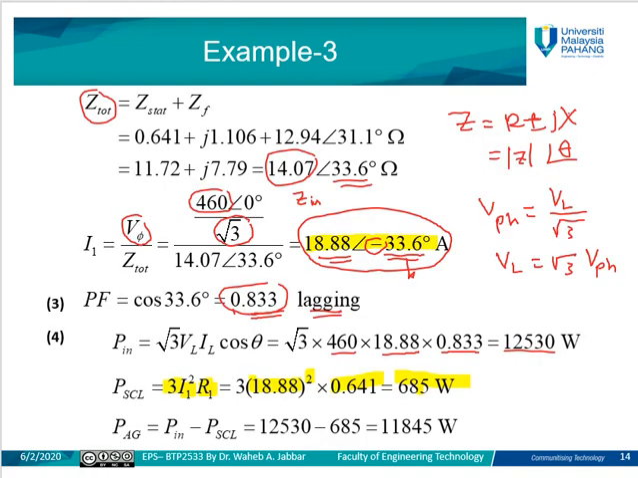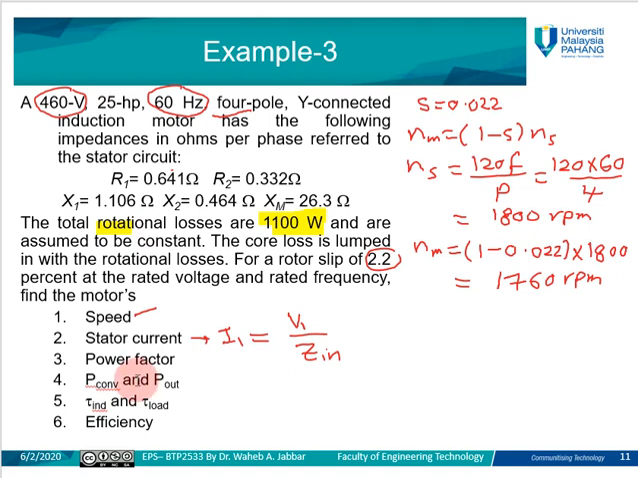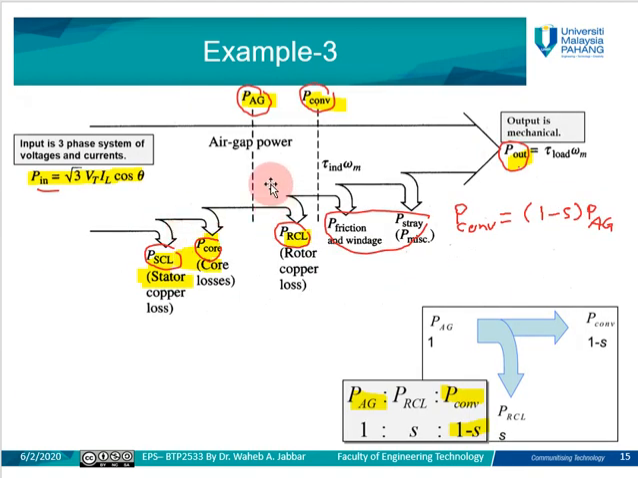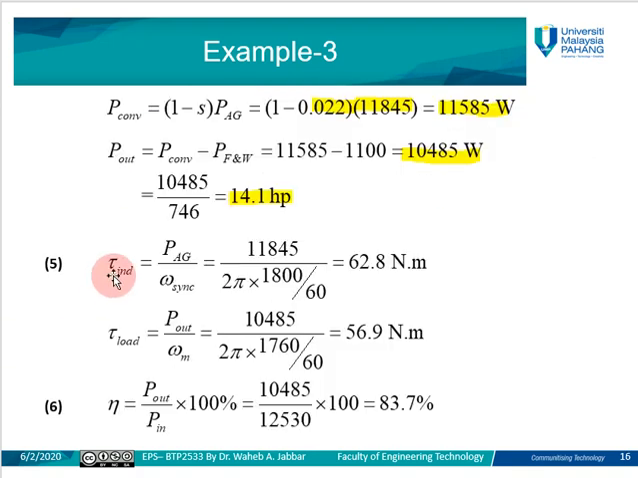After that, the next requirement is to find the induced torque and the load torque. The induced torque is the torque generated from the power of the air gap. The induced torque is generated in this area, while the output torque is the torque that we are going to take from the machine. So the induced torque depends on the power transferred from the stator to the rotor.